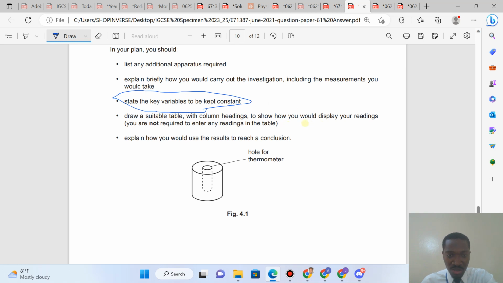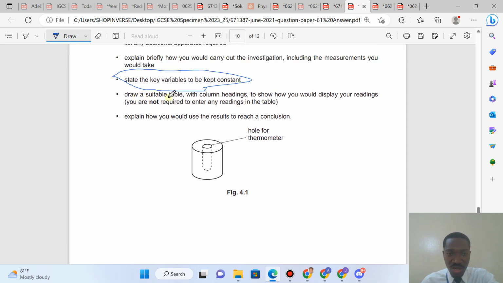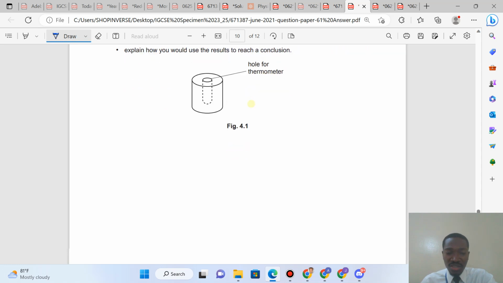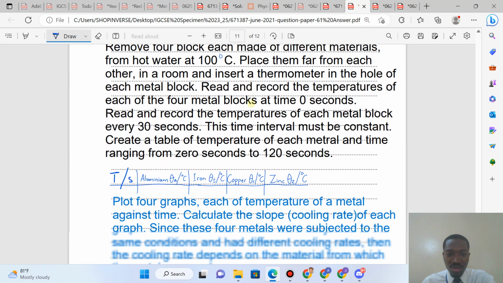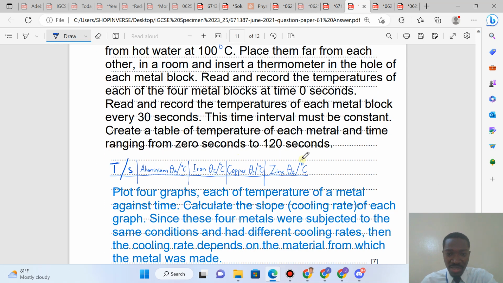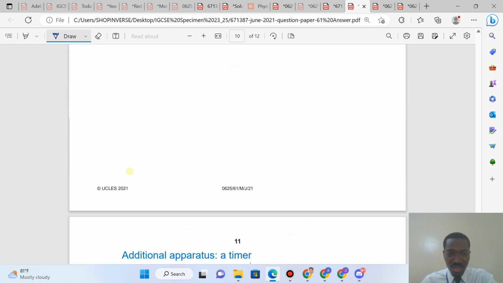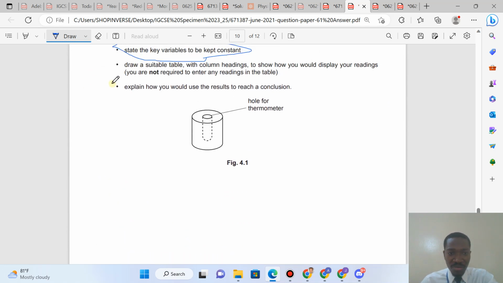Yeah, sorry, that's what I just did here. The question says draw a suitable table with column headings to show how you will display your readings. You are not required to enter any reading. So this is just the table that shows how I display my readings. I'm not entering any values here, but this is the table. This is the heading, and you have to put the SI unit of each of these. Temperature in degrees Celsius, time in seconds. What's the next thing?